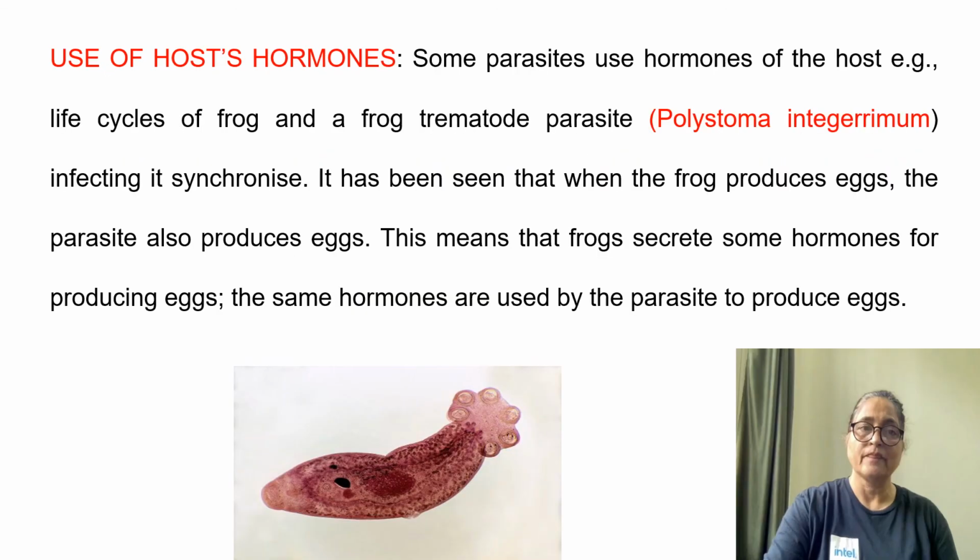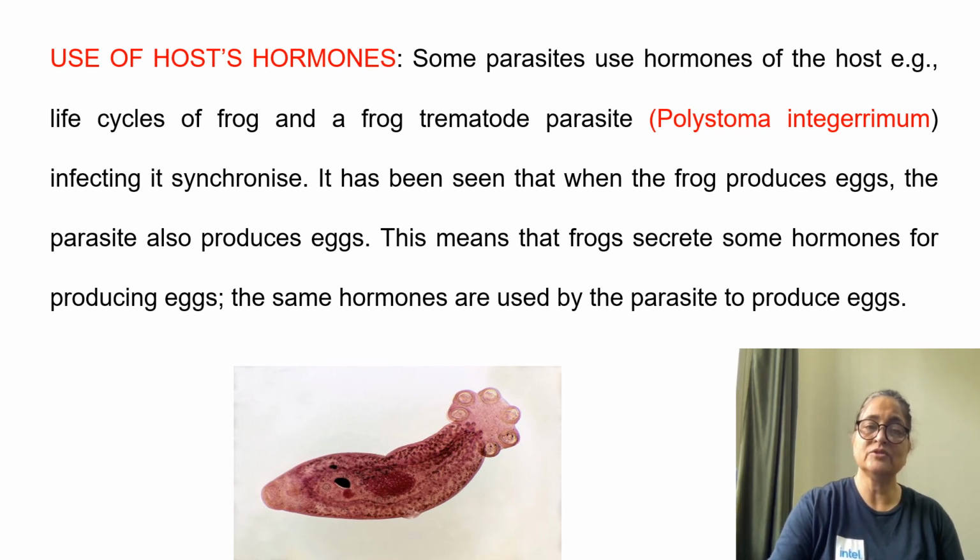Now, one more very interesting feature has been seen in the case of endoparasites of frogs. This parasite, Polystoma integerrimum, utilizes the host hormone. Whenever a frog reproduces its eggs, at the same time this parasite releases its eggs. So it uses the hormones of its host. It is a very unusual and unique feature of these trematodes. So that's all about the parasitic adaptations in the case of platyhelminthes.